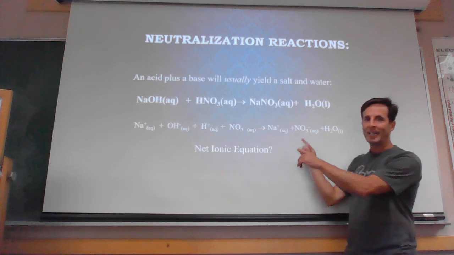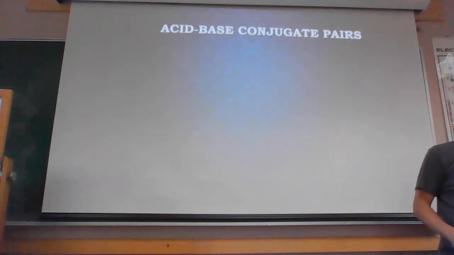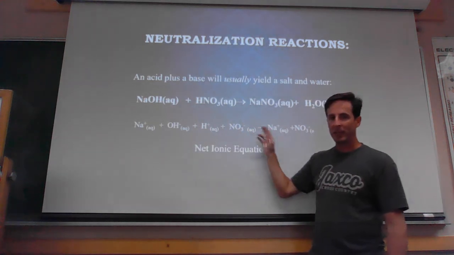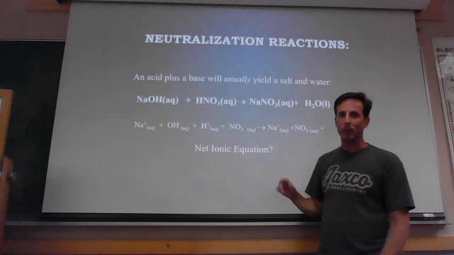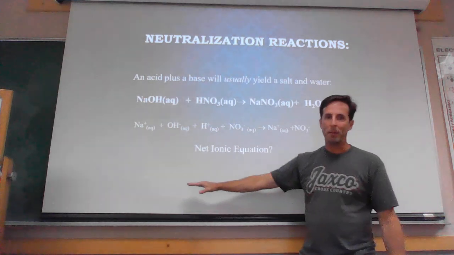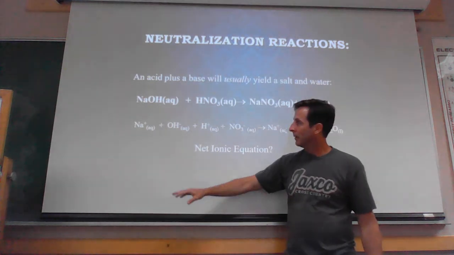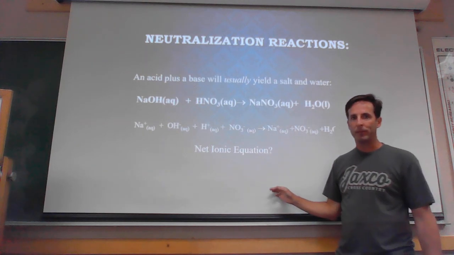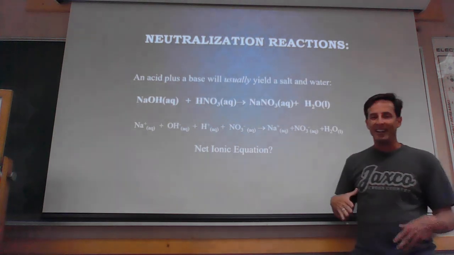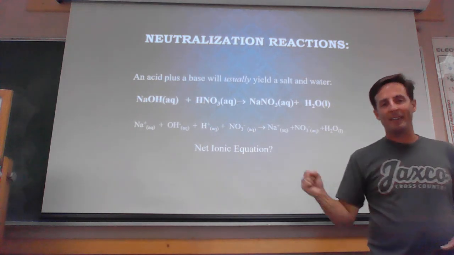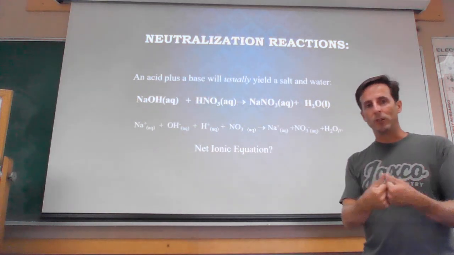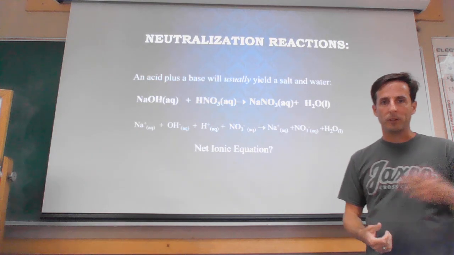So then when I start canceling out my net ionic equation, the sodium is going to cancel, the nitrate is going to cancel, they're just spectators. My net ionic is going to be OH minus plus H plus yields water. Okay? Hopefully you can see that. Again, it's kind of an important concept. The acid brings the H plus, the base brings the hydroxide. When they neutralize each other, I'm making a water molecule.